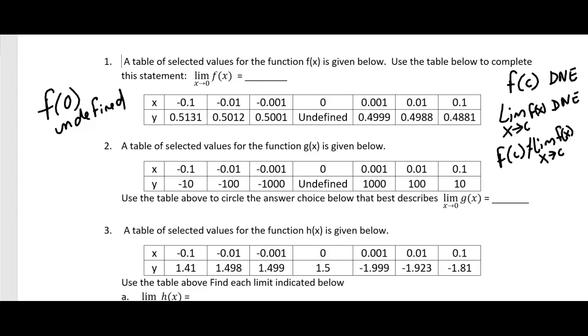Now for this one, the limit did exist. Remember, for this one, we had a limit of 0.5. So the limit's there. The problem is the function doesn't exist at that point. There's no f of 0 value. Let's go ahead and take a look at number 2.